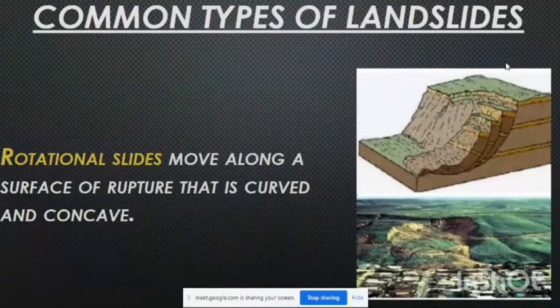Common types of landslides. Rotational slides. They move along a surface of rupture that is curved and concave.